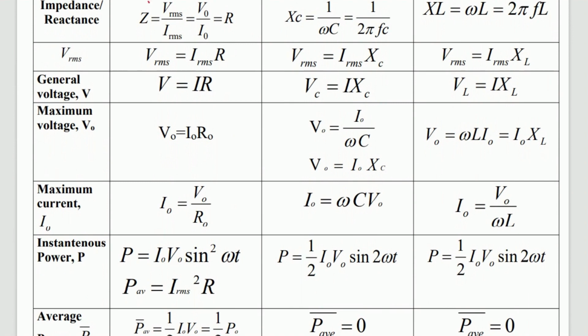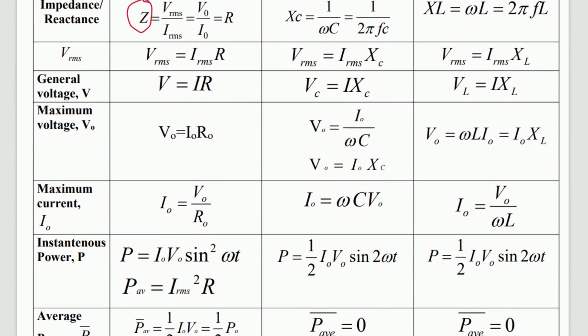Okay, impedance is Z. For the pure resistor, Z equals V RMS over I RMS, which equals V naught divided by I naught. So Z equals R, since in the circuit we only have R. So Z equals V RMS over I RMS, equals V naught over I naught, equals R.